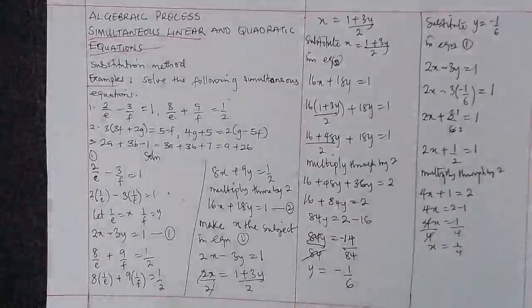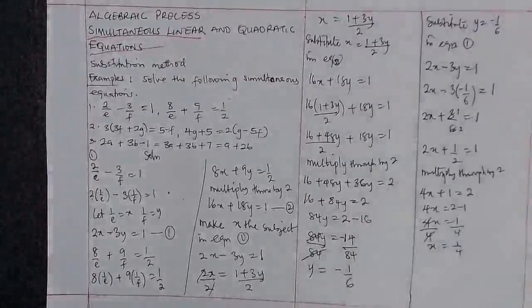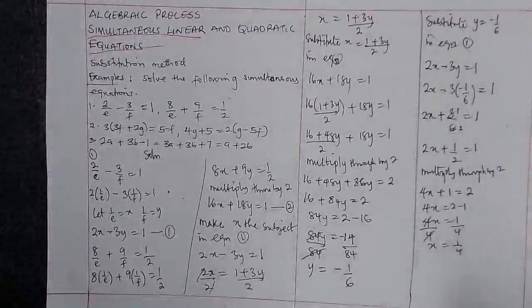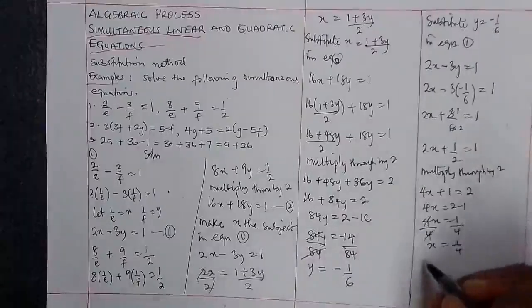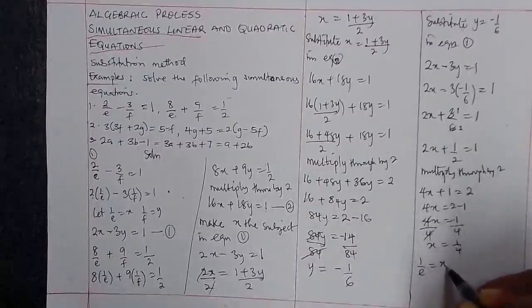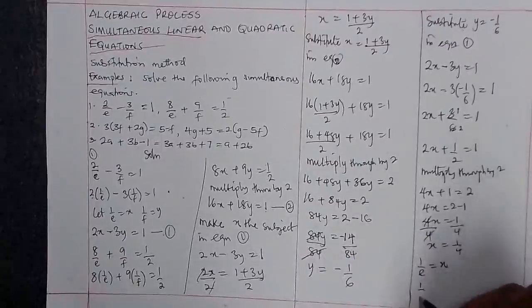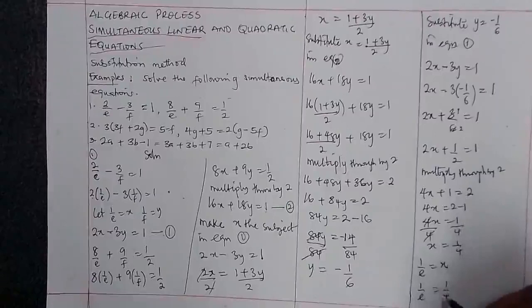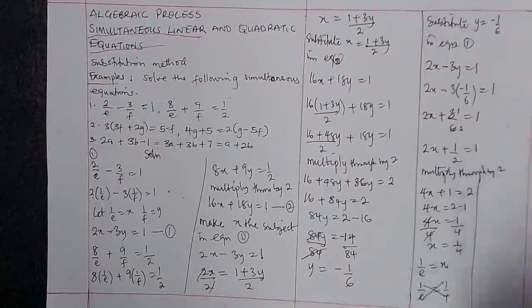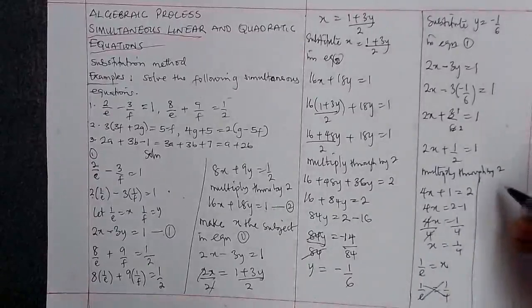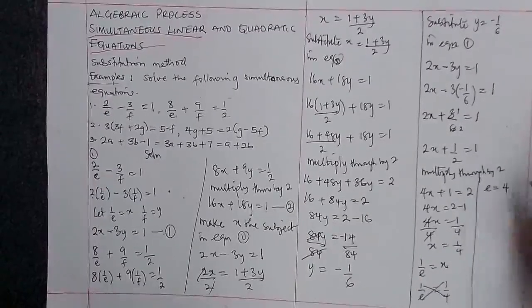Recall that our unknowns are not x and y. We'll go back to how we got to our unknowns. Remember we said that 1 over e, let's say it is x. And the value of x here, 1 over e is equal to 1 over 4. Cross multiply so that we can get the value of e. e will be equal to 4.